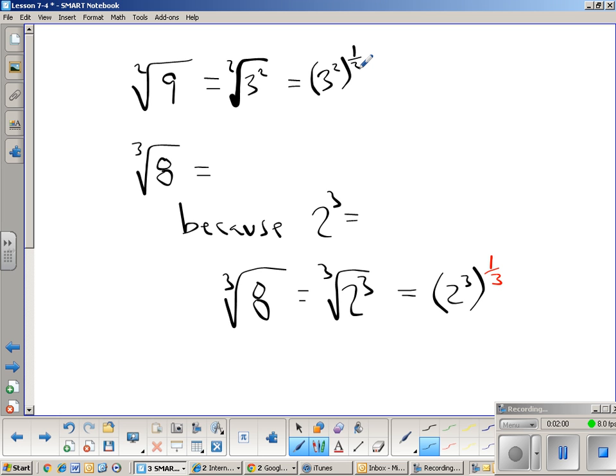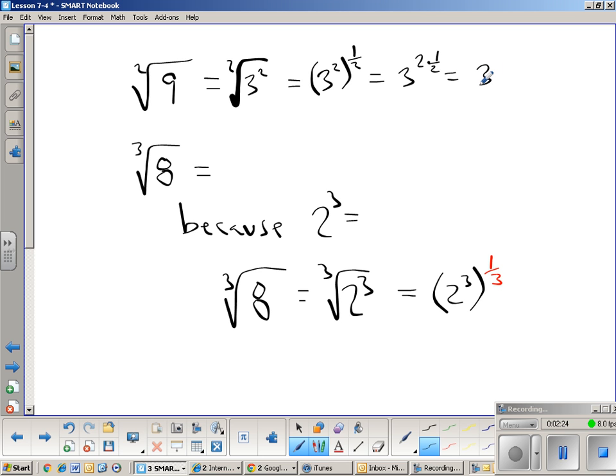So if they just ask me to write it with a rational exponent, I might stop here. But if they ask me to simplify, then I would say, remember the rule when you're raising a power to a power, you multiply the exponents? And so what's 2 times 1/2? 1. So this simplifies into 3.